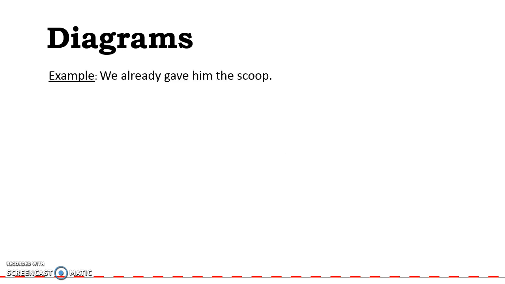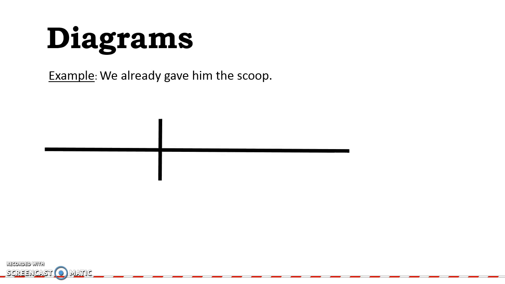Example. We already gave him the scoop. Horizontal line, vertical line. Then we locate the verb, gave, put that on the horizontal line. We locate the subject, we, put that on the horizontal line. Then we locate the direct object, scoop, the thing given. We put that after the half vertical line.